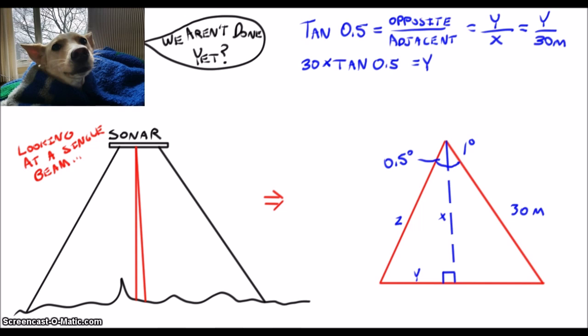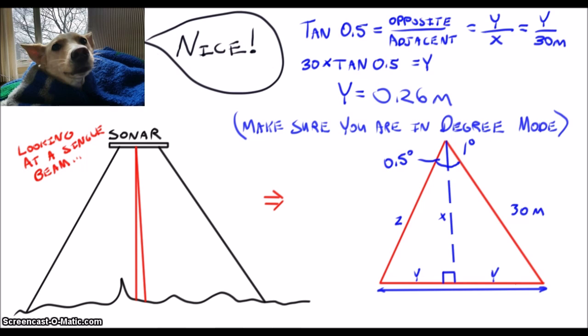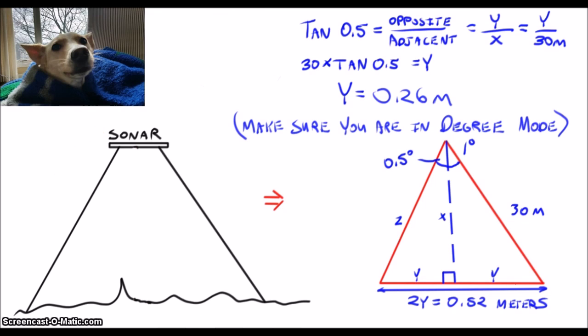Let's pause here so that you can do the calculation. Did you get 0.26 meters? Great. So the actual footprint is going to be twice that, or 0.52 meters. And that's it. That's the size of the beam in the across-track direction. Of course, the sonar is going to generate up to 512 beams, depending on how you have it configured, to cover an approximately 140-degree swath.